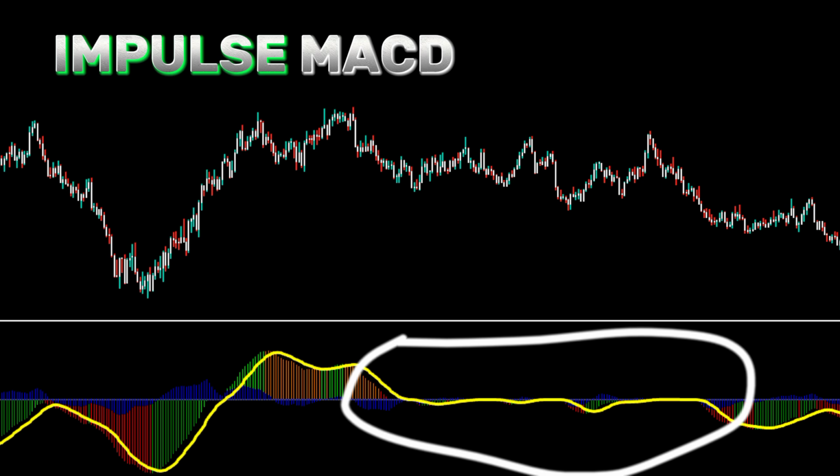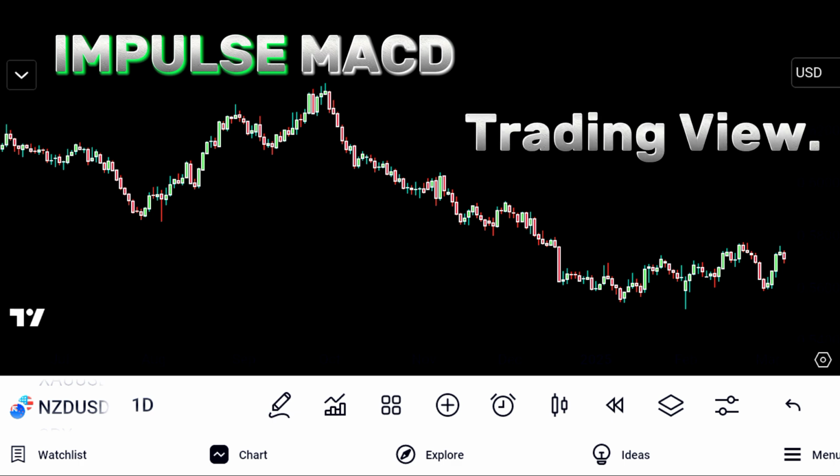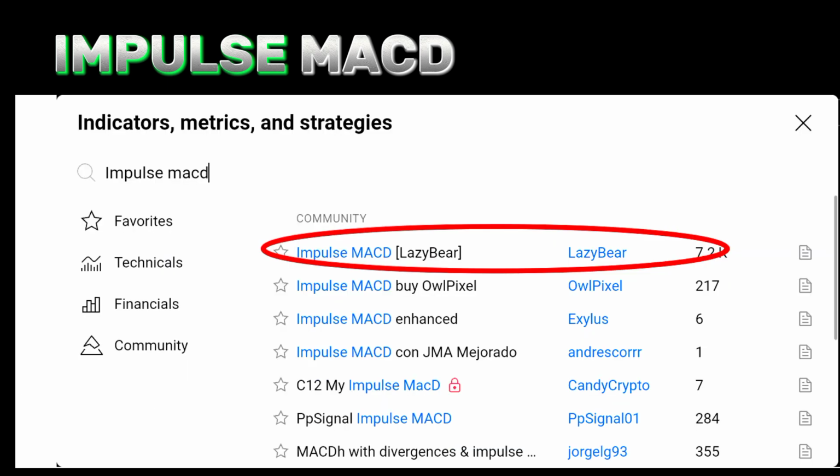Now, the first thing to do, of course, is to apply the indicator into your chart. It is not available on MetaTrader 5, so we are going to be using TradingView. And once you've opened TradingView, either through the app or the website or the software, you go straight to the indicator section and you type in Impulse MACD and choose the one by Lazy Bear.